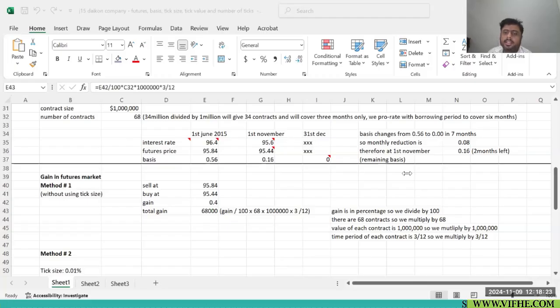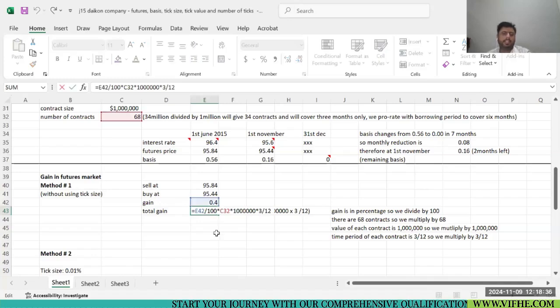Yes, Ritik, you are right. Over here, the lock-in rate is giving us the futures price. Okay. Are you all clear? Are you all clear about the gain? This is how we used to do the question.